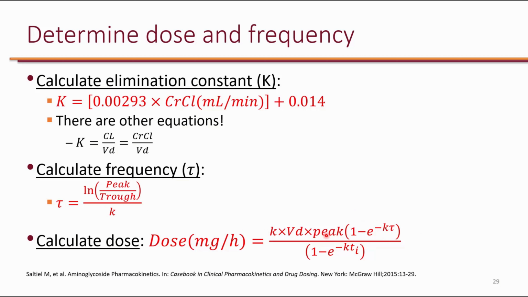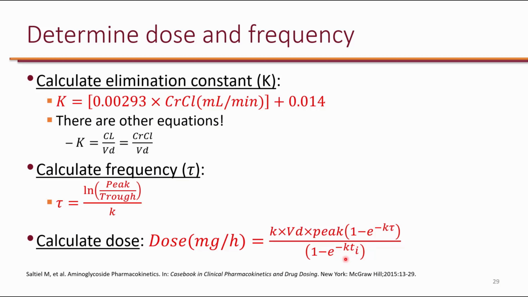You put the target peak that you want. You put the volume of distribution from previous slides and the K again. And here you put the time of infusion. So for simplicity, we're gonna infuse aminoglycosides over 1 hour. So you just plug in 1 here.